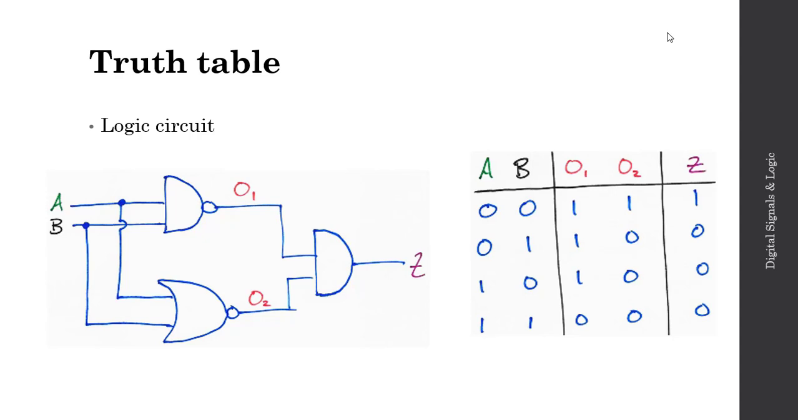And so this then is our final truth table for this logic circuit, where exploring these intermediate signals, O1 and O2, are helpful in digesting the performance of the circuit when you're just starting to learn how to evaluate these logic circuits.